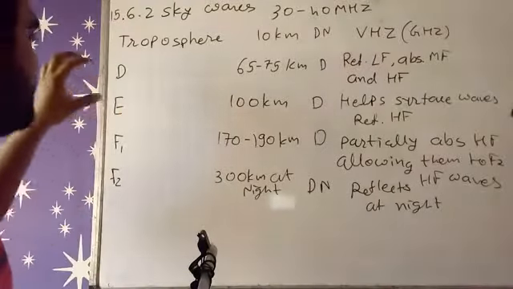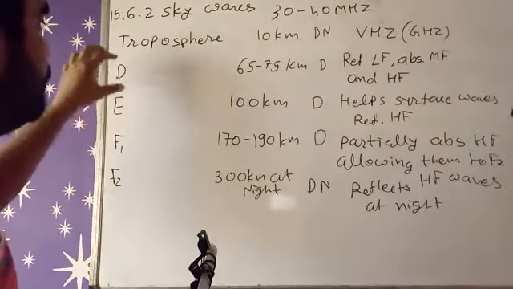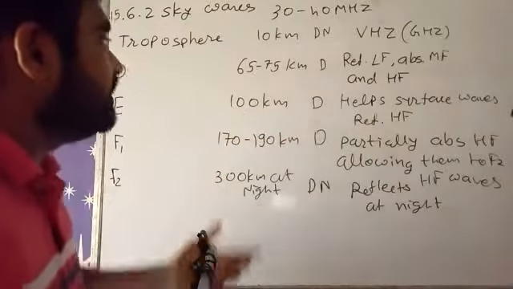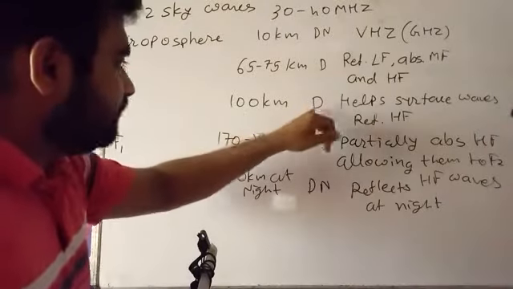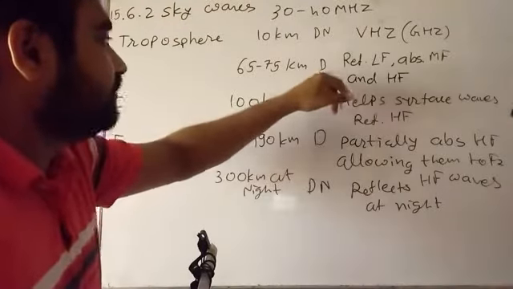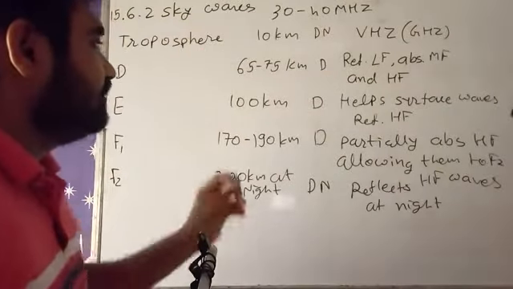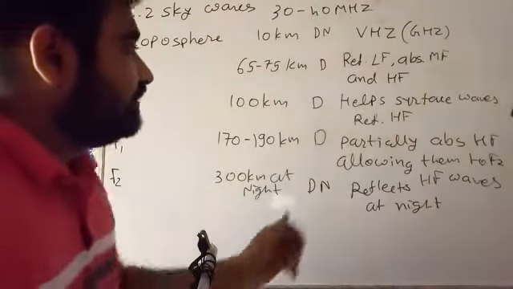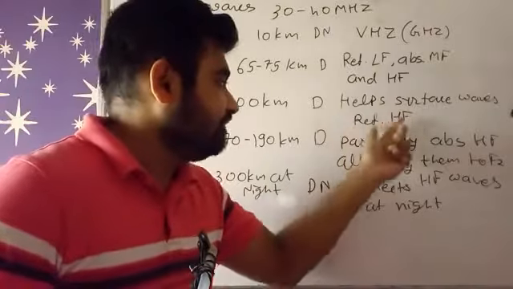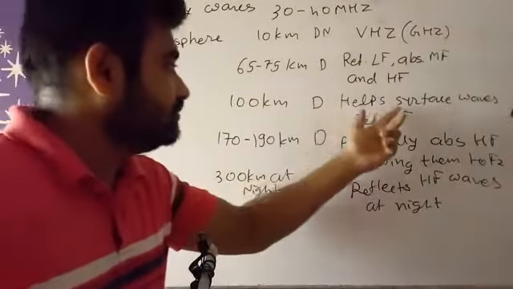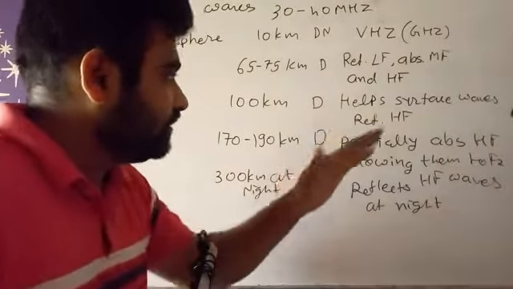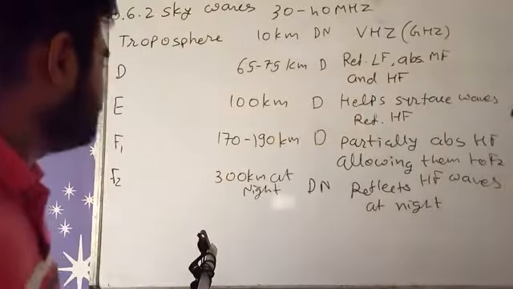After that we have the E layer above the D layer, at about 100 kilometers. It works only in the daytime, because at nighttime it vanishes. So it helps surface waves to reflect higher frequency. Now we come to the higher frequency. Earlier we didn't come to that higher frequency, right?